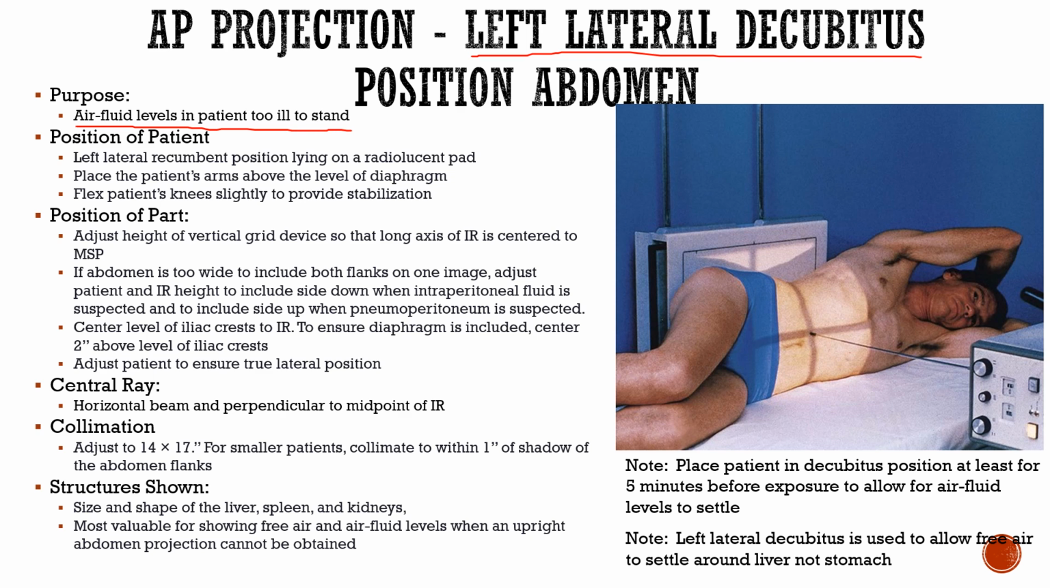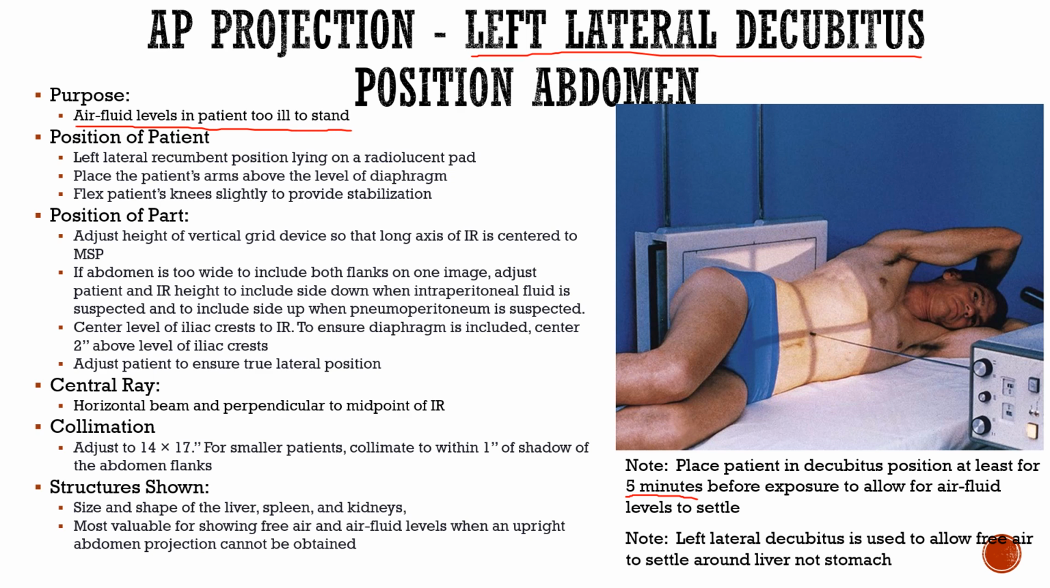And the patient should be in this position for 5 minutes before the exposure, to allow the air fluid levels to settle. So we're going to have the patient on a radiolucent sponge, and we're going to flex the arms and the knees so that they're placed out of the way, especially the arms.